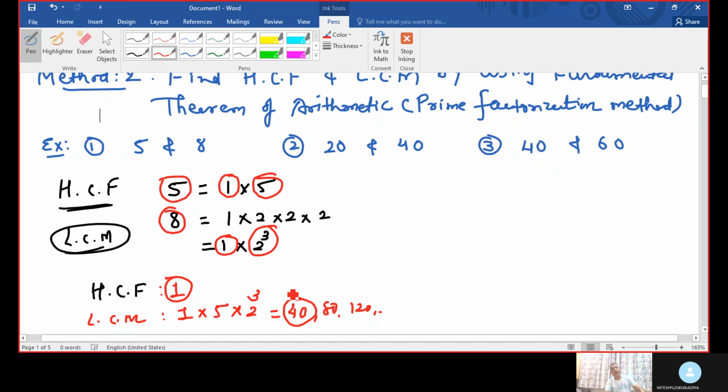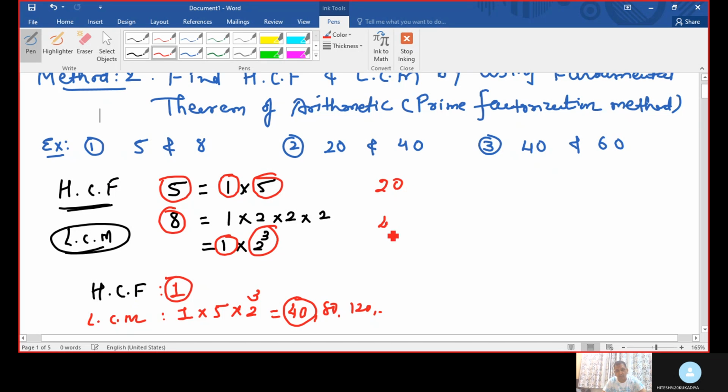So LCM is the least common multiple of 5 and 8, while HCF is the highest common factor of 5 and 8. Is that clear? Okay, now another example: 20 and 40.